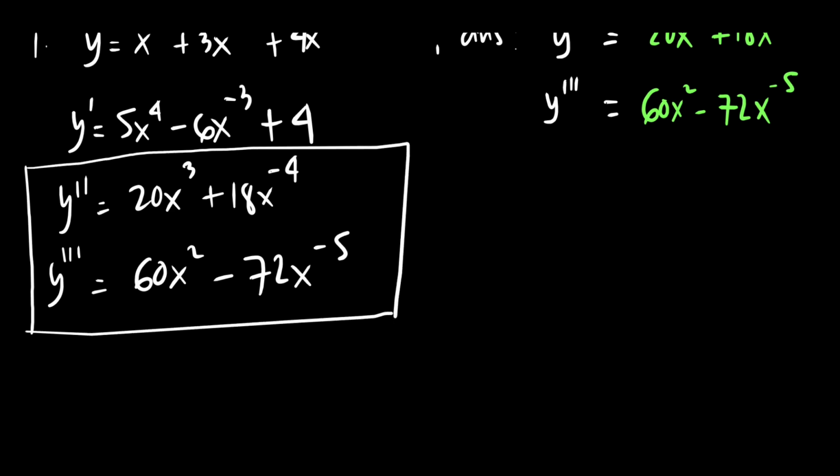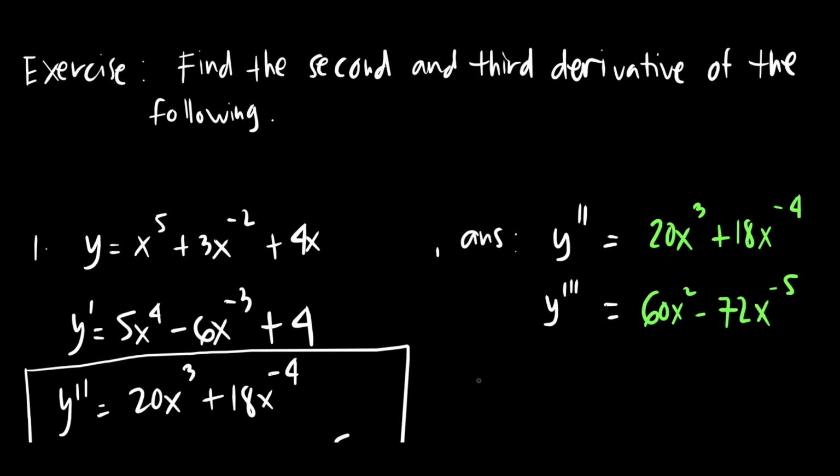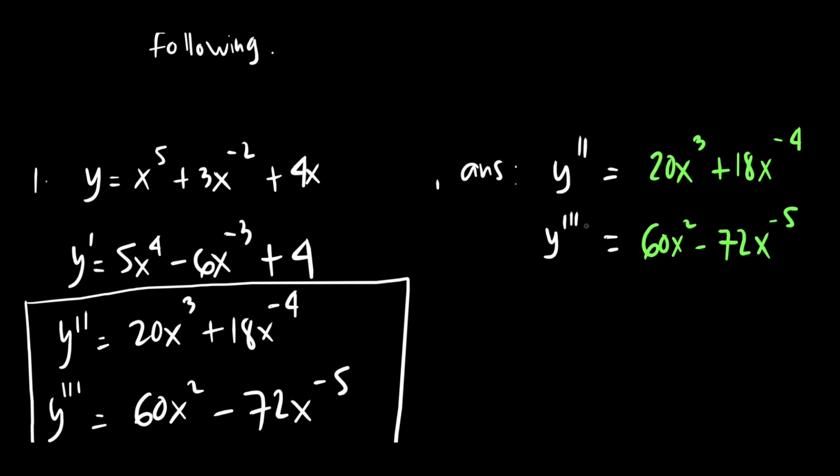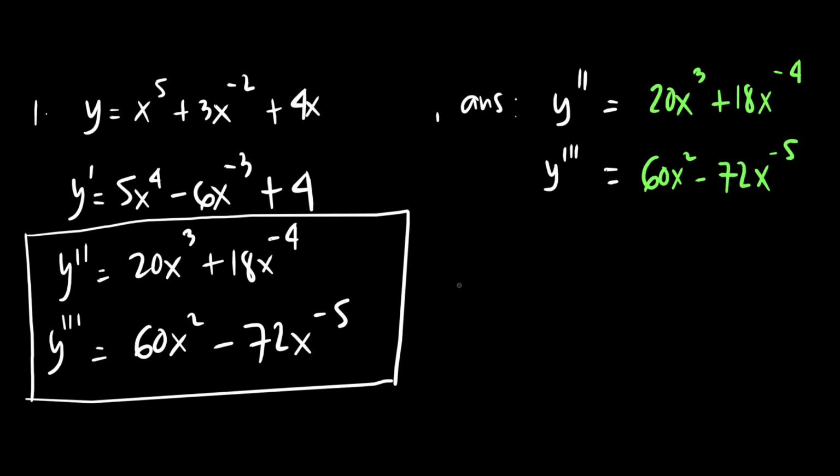So let's check if our answer is correct. 20x cubed plus 18x raised to the power of negative 4. So for the third derivative, 60x squared minus 72 multiplied by x raised to the power of negative 5. So our answer here is correct. So let's proceed to number 3.